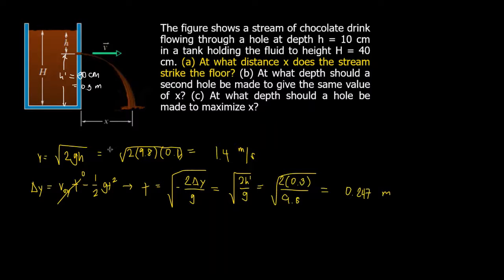So, that's the t. We're finding x, and we know from kinematics again that the x velocity is constant, so x equals vx times t. We have the vx that we computed earlier. That's 1.4 meters per second times the t of 0.247, to get us an answer of 0.346.